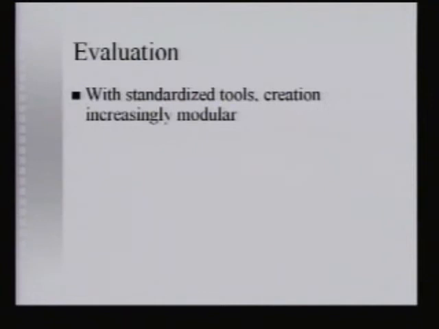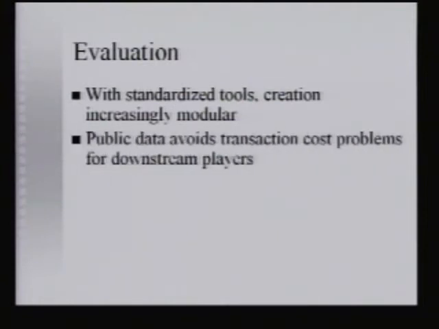So evaluation, well, with the standardized tools, the creation of databases becomes increasingly modular, so the translation of the principles is somewhat clear. Public data avoids transaction cost problems for downstream players. That's the reason why the Human Genome Project put its data in the public domain, and why the HapMap project has put its data most recently into the public domain, before that into a commons that was available for anyone who agreed to observe patents.